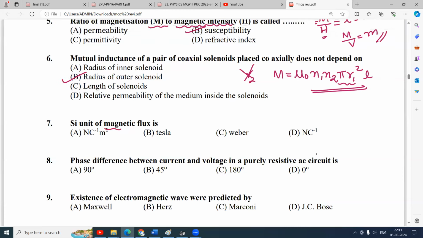SI unit of magnetic flux is, it is measured in Weber. Number of magnetic field lines passing per unit area, it is Weber. That's why we write magnetic field B is flux per unit area. This is another formula that we get in magnetism and matter. So it is Weber per meter square, which is also equal to Tesla. So Tesla is the SI unit of magnetic induction, which is flux per unit area, Weber per meter square. So flux is only Weber.